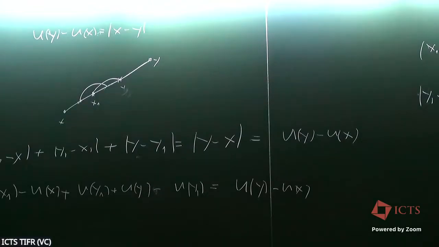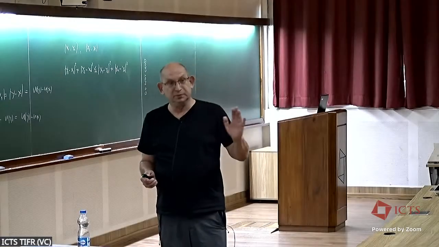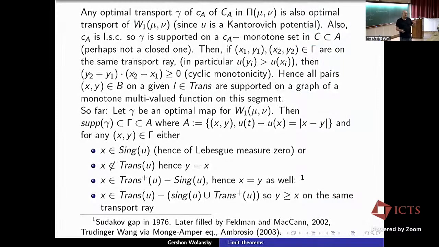So we know that a monotone function may have just countably many points of jumps. A monotone transport plan is always on a graph of a function which is single valued except at the points of the jump.